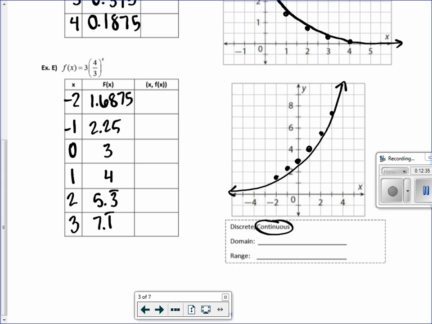What about the domain? Are there any x limitations? The x values? Farthest left, farthest right? You get to pick whatever you want for the x values. So what am I going to write for that? All real numbers, or negative infinity less than x less than infinity, whatever one you choose to write, any of those three options is fine. And then what about the range? Are there limitations for y values? Anything bigger than 0. So y is greater than 0.